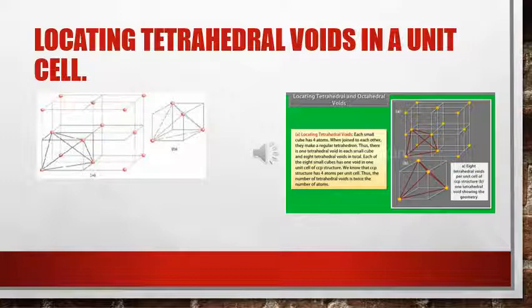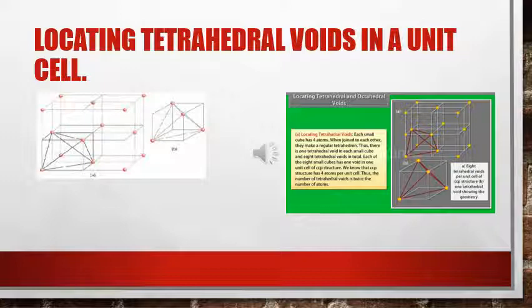Children, once again I repeat. Please take the smallest portion of the crystal lattice, that is one unit cell. Even though it has 8 atoms in the corner, you are going to consider two opposite atoms, and if you join them, you will get the shape of a tetrahedron.